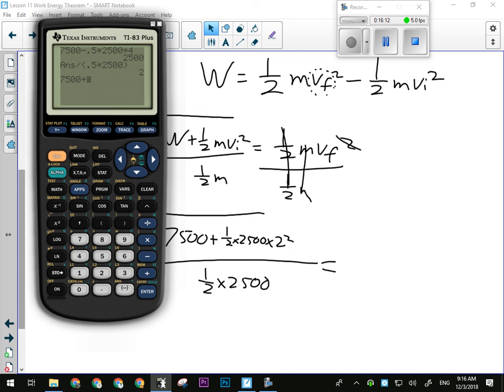Plus 0.5 times 2,500 times 4. That's better. Then we're going to divide that by 0.5 times 2,500, and then take the square root of that. So it's going to reach a speed of 3.16 meters per second. So it is speeding up, but it's a big truck. It's a lot of work, and we don't change its speed very much.